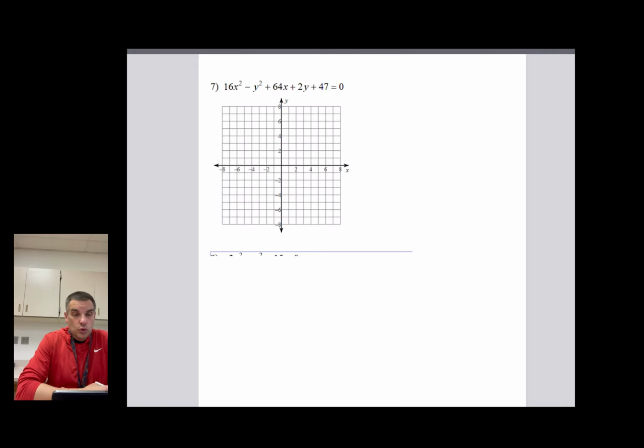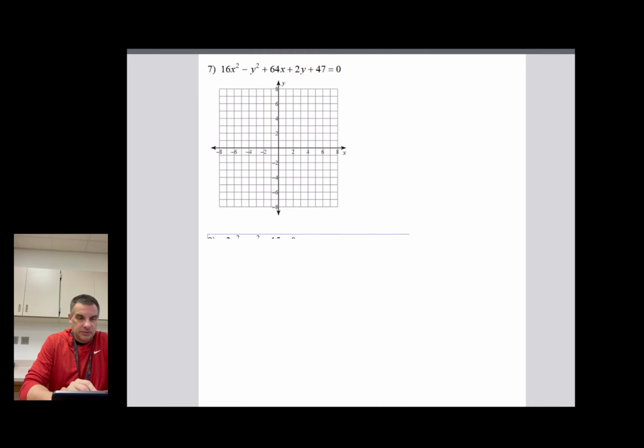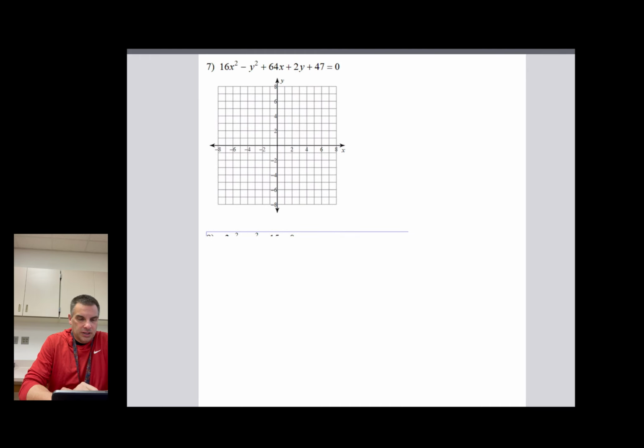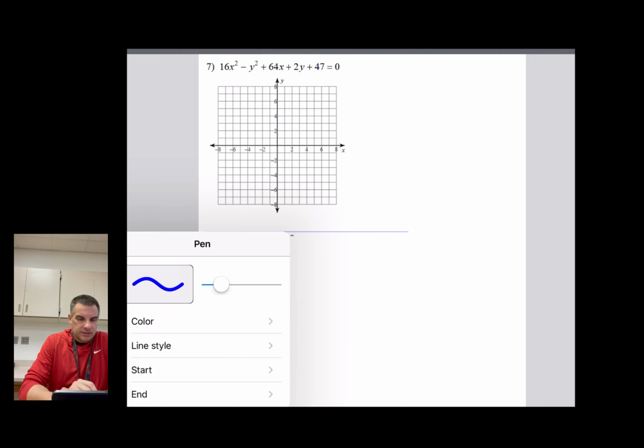Welcome back to part 2 of hyperbolas. So now we've got them in conic form, and we have to put them in standard form and then do all the same things that we just did. But again, we've got this in conic form, so we're going to have to do a little bit of completing the square with this.